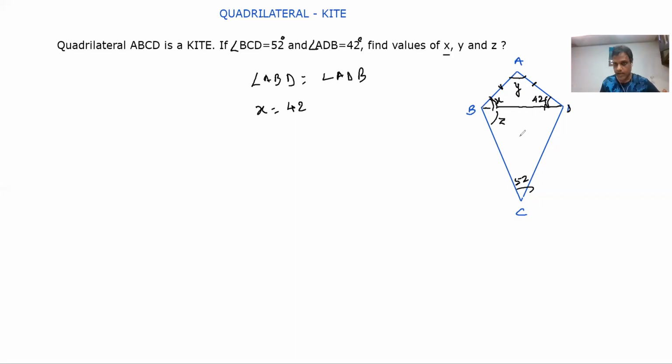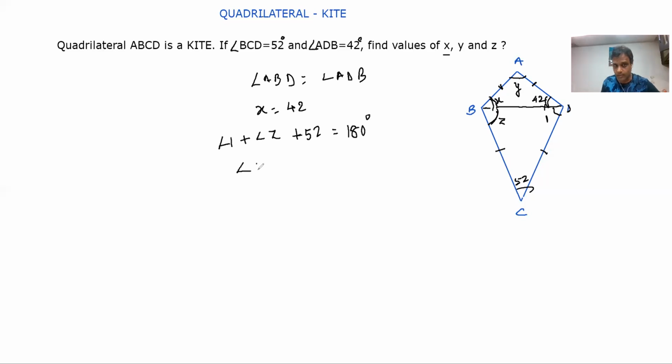Now let me see another triangle, right? Which triangle is this? BCD. Again, the same rule. This side is equal to this side. So the base angles will be the same, which means this angle, if we name it as 1, will be equal to Z. How to find Z now? Let's focus on this triangle. Angle 1 plus angle Z plus 52 is equal to what? 180°. The sum of angles of a triangle is 180°.